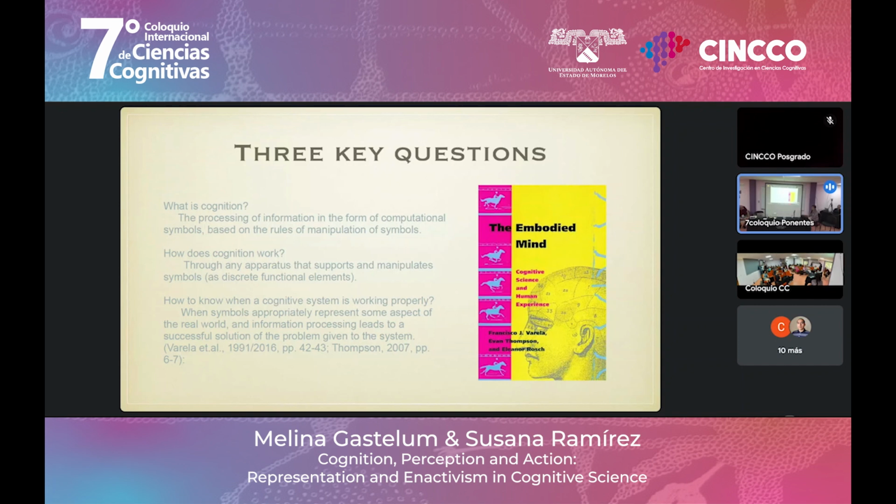So what is cognition? How does cognition work? And how do we know when a cognitive system is working properly? This is going to be important. Cognition is traditionally taken as the processing of information in the form of computational symbols, which could be representations, based on rules of manipulation of symbols. How does it work? Through any apparatus that supports and manipulates symbols and discrete functional elements. And how do we know when it's working properly? When symbols appropriately represent some aspects of the real world, and information processing leads to a successful solution of the problem given to the system.